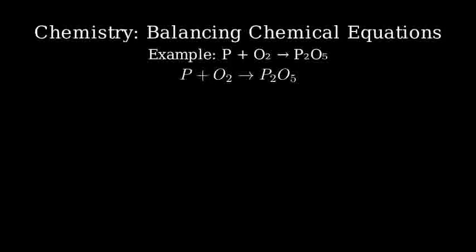To balance this equation, we need to make sure that the number of each type of atom is the same on both sides of the equation. This is necessary because, according to the law of conservation of mass, matter cannot be created or destroyed.